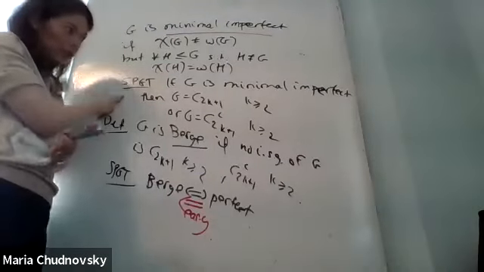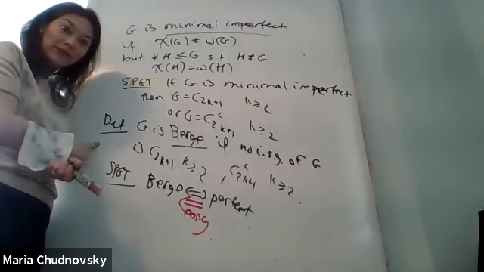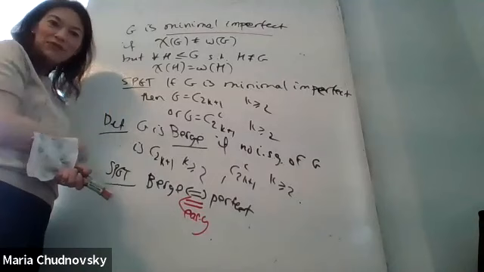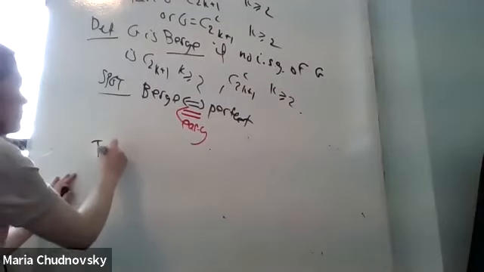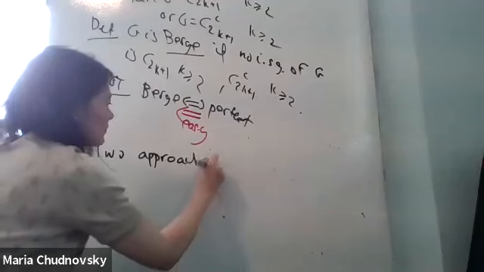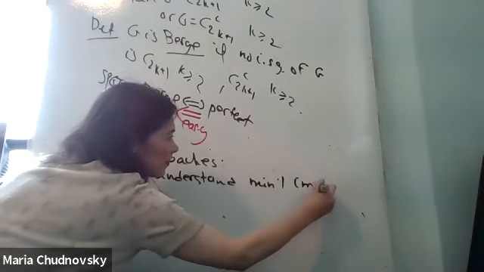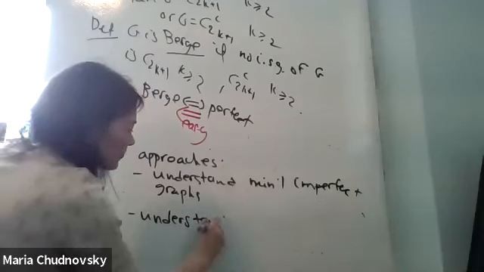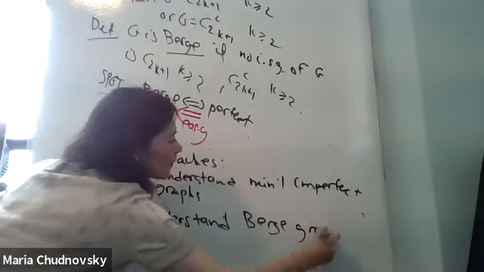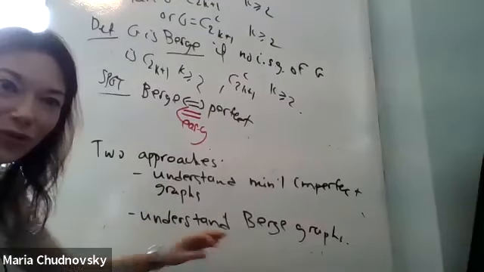So the first approach was to understand minimal imperfect graphs. The second approach was to understand the structure of Berge graphs. And the proof ended up being, I would say, two thirds of the way to this approach and one third of the way to that approach. So two approaches: understand minimal imperfect graphs, and understand Berge graphs. And the proof is somewhere in the middle, closer to the bottom line.